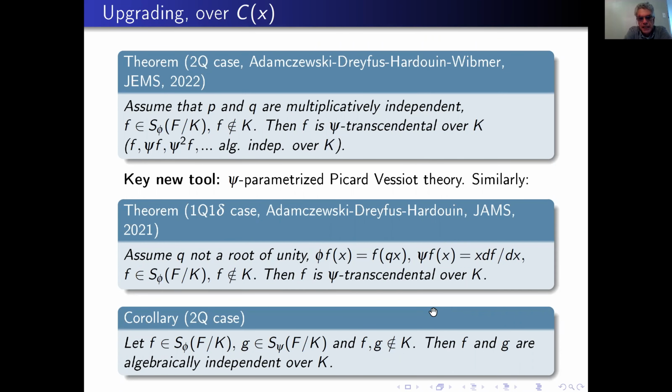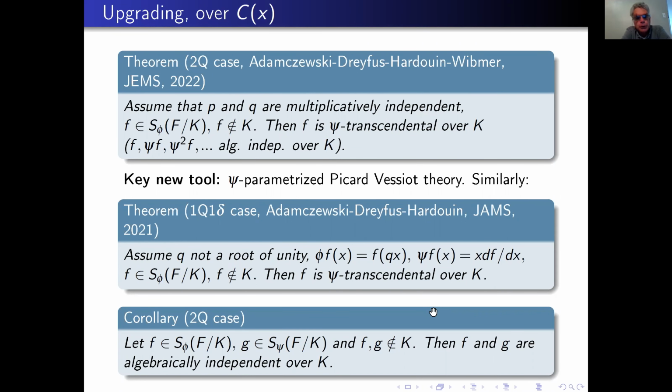from K, and it is not in K, okay, it is not in the intersection of S phi with S psi. Then not only is it not in S psi, not only can it not satisfy a linear psi difference equation, but actually F, psi of F, psi squared of F, and so on are not only linearly independent, but algebraically independent over K. So this is a very significant strengthening. And we say that in such a case F is psi transcendental over K.